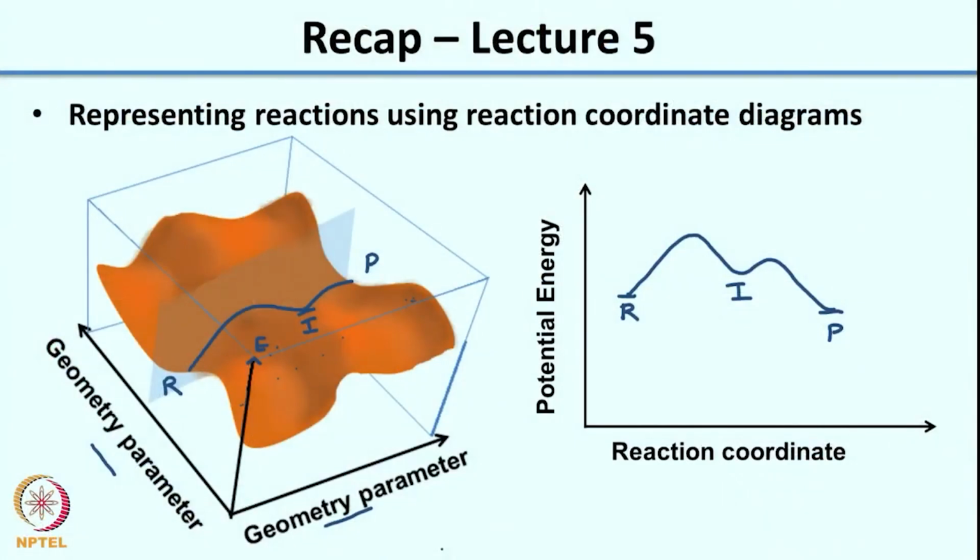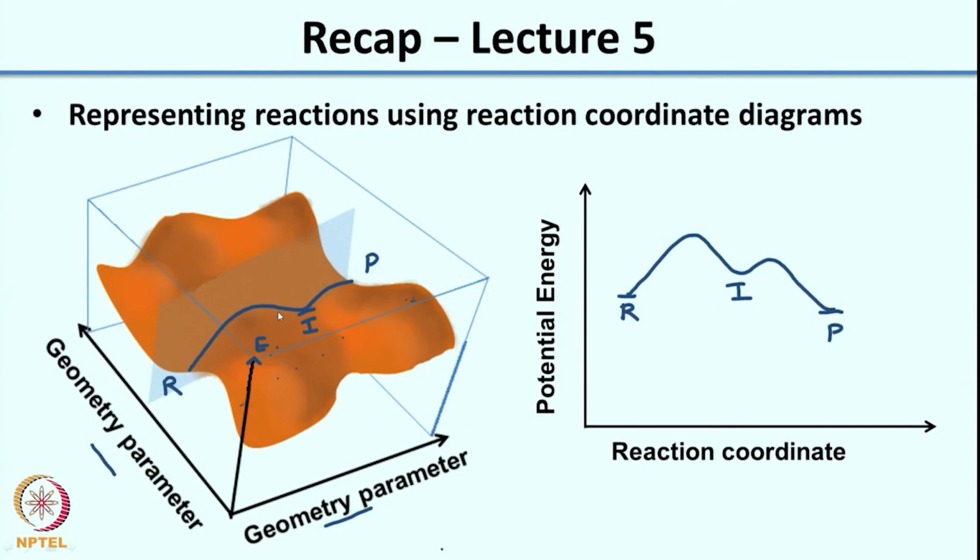So, welcome to the second lecture of this week. In yesterday's lecture we had looked at representing reactions using reaction coordinate diagrams, and I told you that in general whenever you have a reaction, the overall reaction can be expressed in terms of a potential energy surface. Now the surface looks pretty complicated, but to simplify it we use what is called a reaction coordinate, which is the cross section of a potential energy surface.